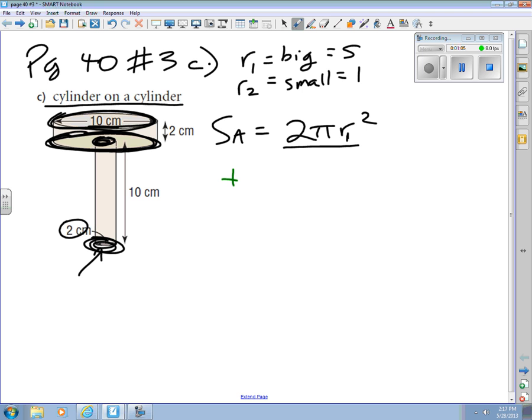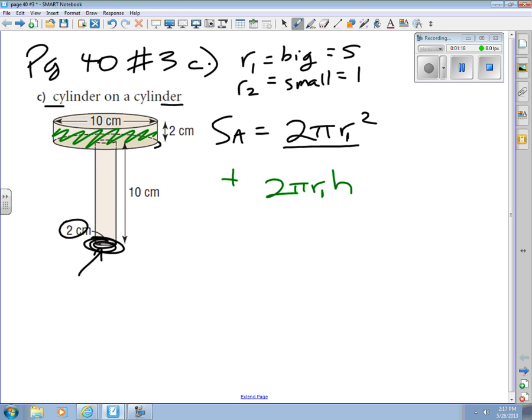Next, I need to worry about the curved surface. This one around here, and that's a 2 pi r h, but again, that's my big radius. After that, all I need is this one. And that's another 2 pi r h, but this time I want the small radius because it's that line there.